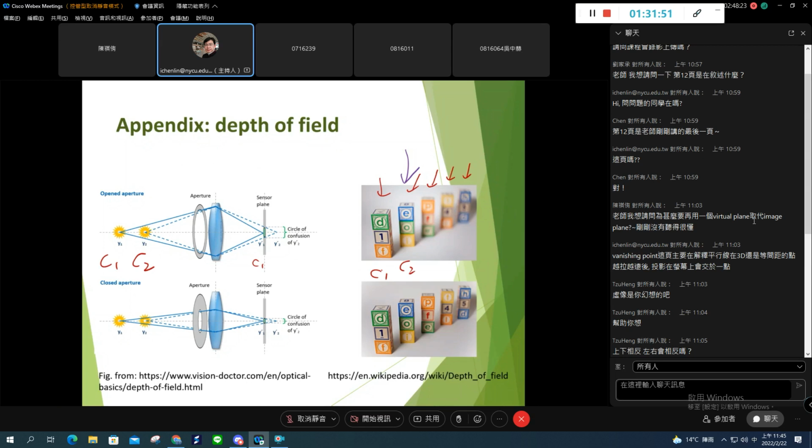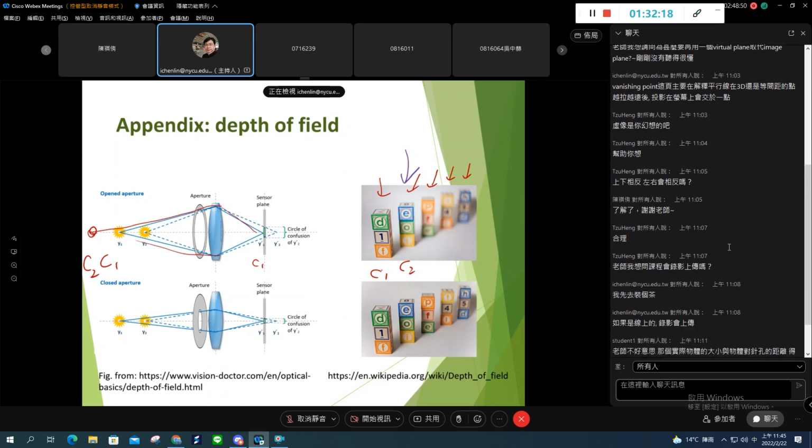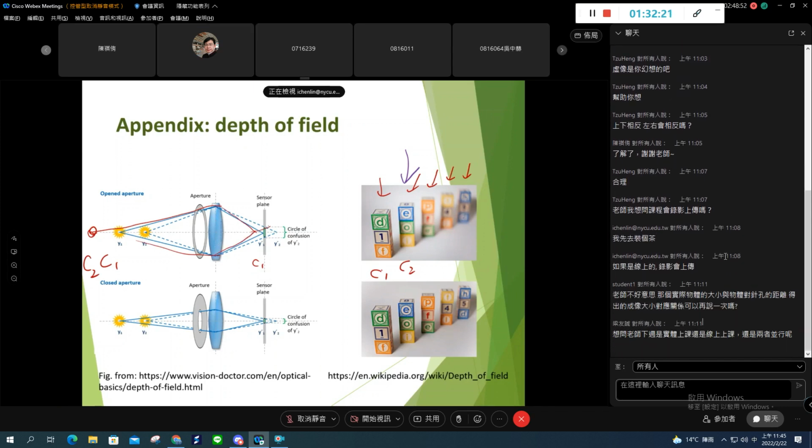So this may not be a good one, but check. C1, C2 here. So not a C1 here. C2 is supposed to be here because C2 is far from our lens. And when we do this kind of projection, we'll find C2 will be converged earlier and then spread again. Okay, something like that. Through this idea, we can focus on some of our targets.